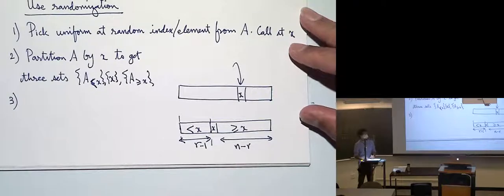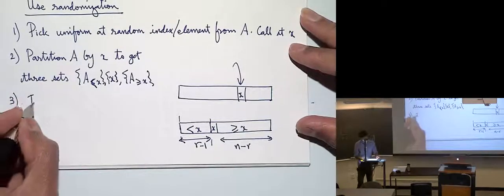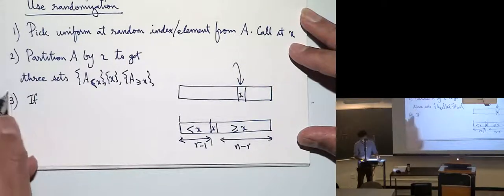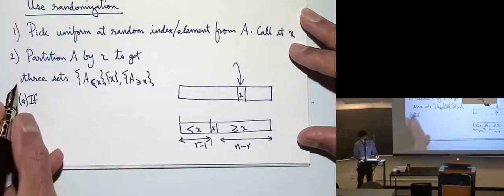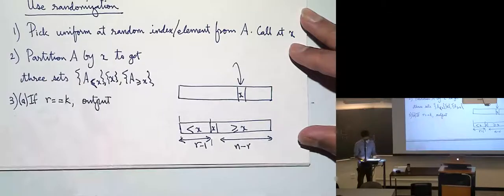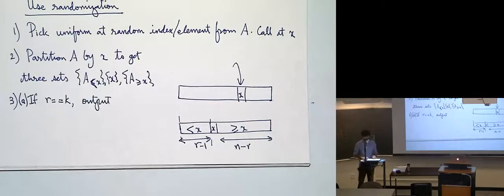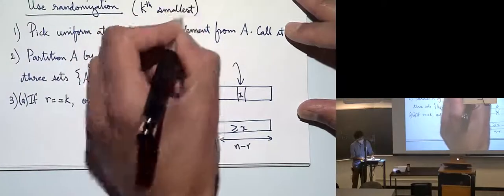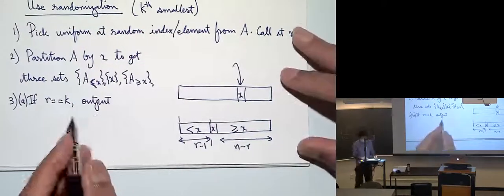R minus 1, n minus R. So now you have 3 cases, right? So I'll just say 3. A is if R is equal to K. Sorry, I'm doing K at smallest here instead of K at largest. So allow me that change. Let me do K at smallest as opposed to K at largest. So if R is equal to K, then you just output X.